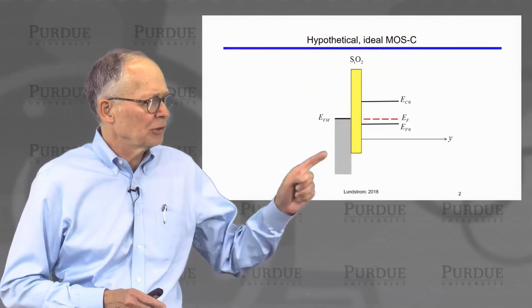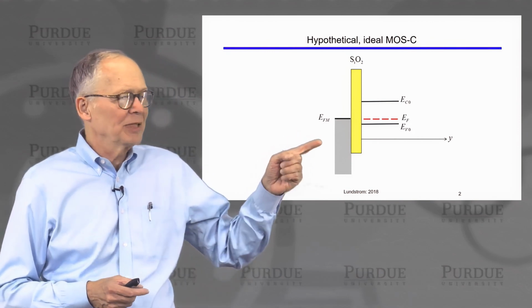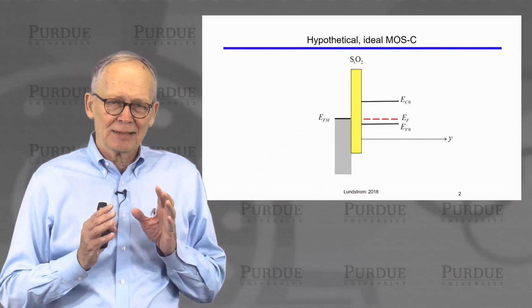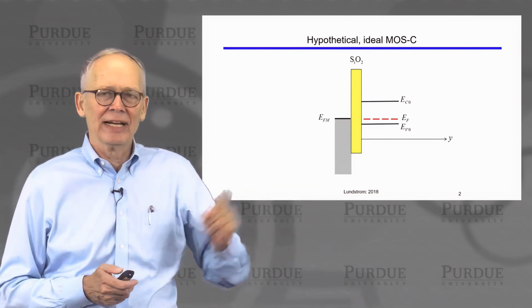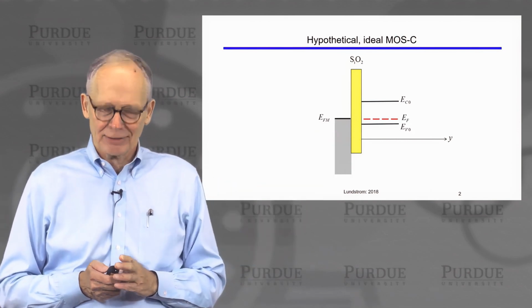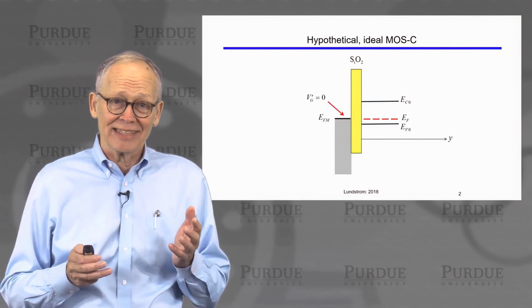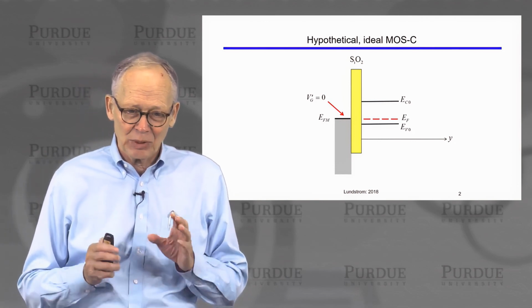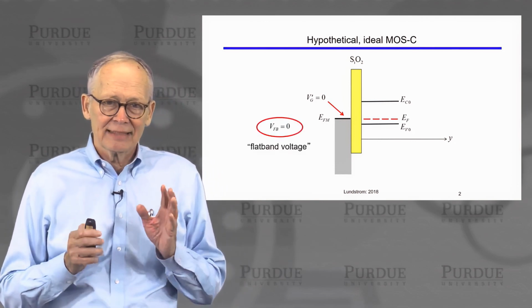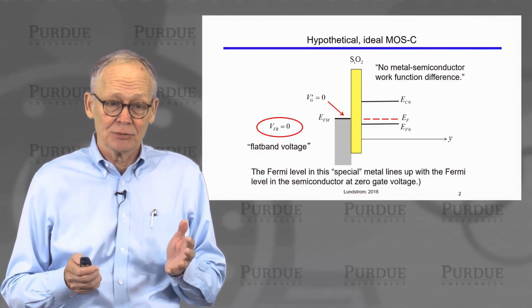So this hypothetical structure that we've had, what was hypothetical about it is that we assumed that we had a metal and that the position of the Fermi level in this metal just happened to align with the Fermi level in the semiconductor. When that happens, when we apply no voltage to the gate, everything just lines up and the bands are flat. Well, what this really means is that the metal semiconductor work function difference is zero.